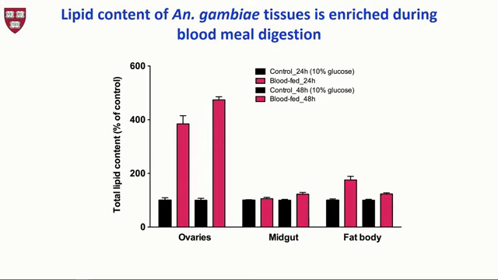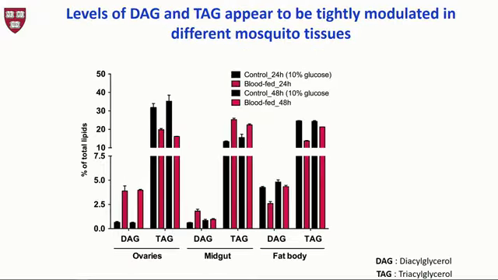So for the rest of my talk, I'm going to talk about just two major lipids, diacylglycerol and triglycerides, which are very similar in terms of hydrophobicity. And so looking into this mass spec data, what we see is that when we look at midgut, in terms of percentage of total lipids, diacylglycerol is increased in blood-fed mosquitoes at 24 and 48 to a lesser extent, but then we have a significant increase in triglycerides.